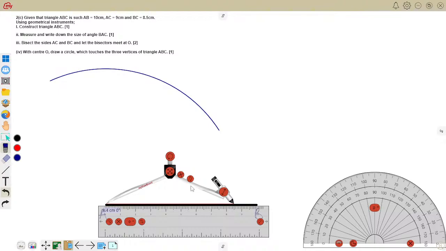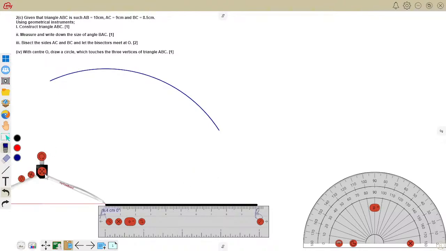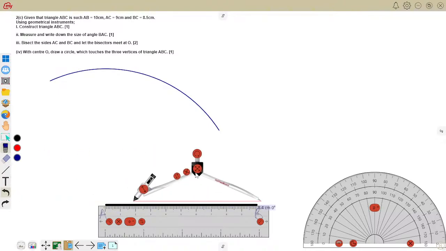Then I'm going to change the arm of the compass. The metal arm will be on B. Why am I putting it on B with 8.5 measured? I want to determine where point C will be from B. We are told that the distance between B and C is 8.5. That's why I've measured that, and I want to draw the arc.